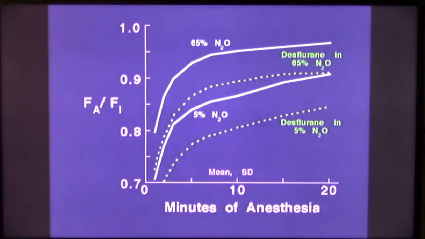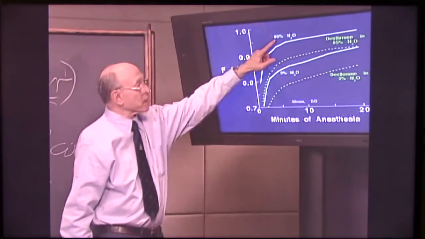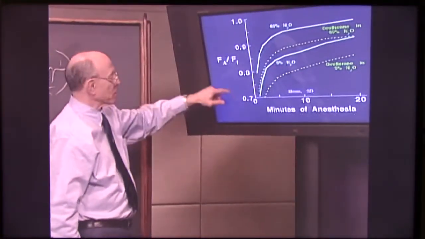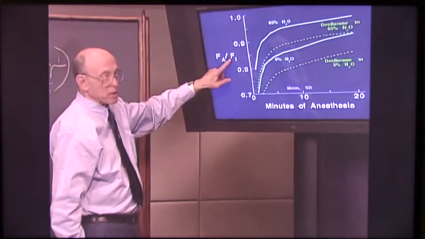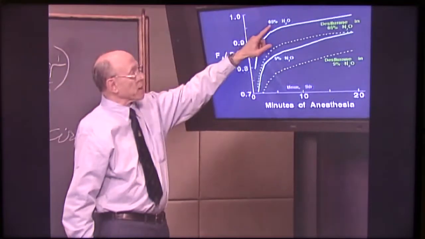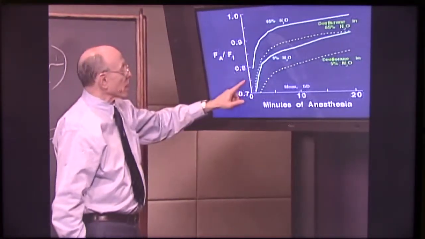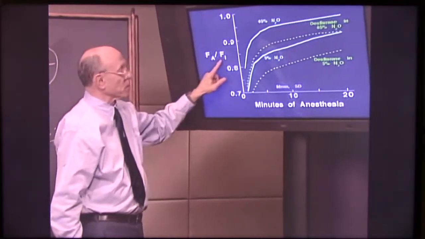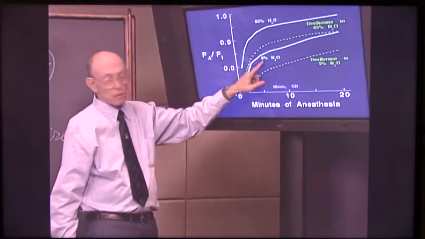So here's an experiment which illustrates both the second gas effect and the concentration effect. This is an experiment in which either 65% nitrous oxide or 5% nitrous oxide was given to patients, and the FA/FI ratio was measured. When 65% nitrous oxide was given, the rate of rise of the alveolar concentration towards the inspired concentration, the FA/FI ratio, was more rapid than when 5% was given.